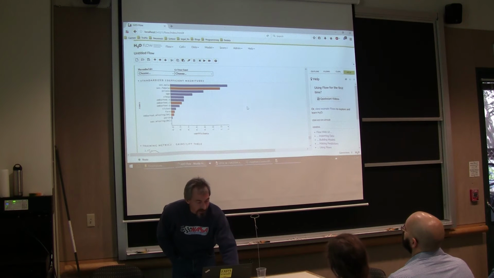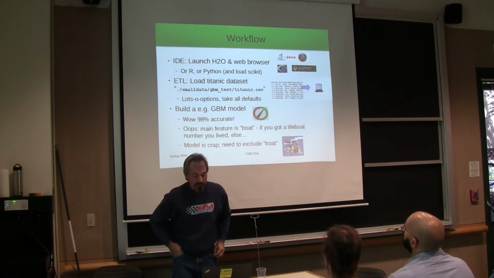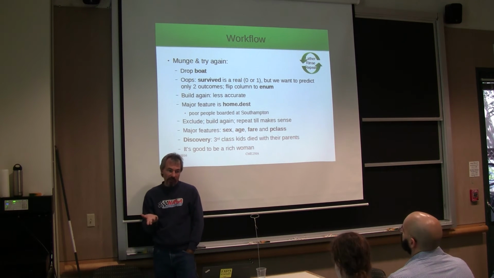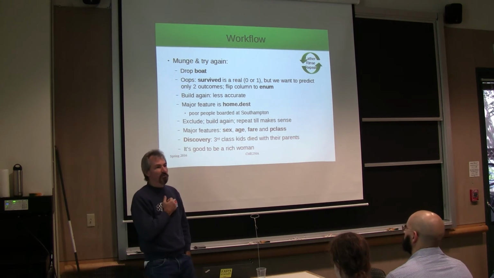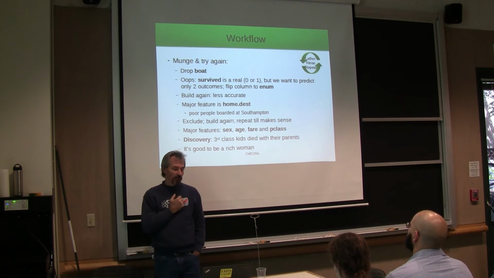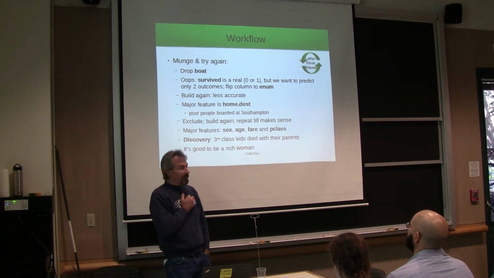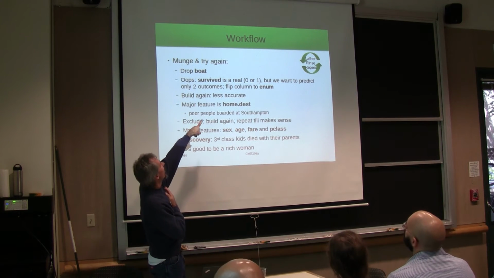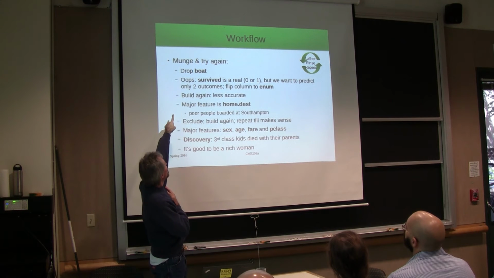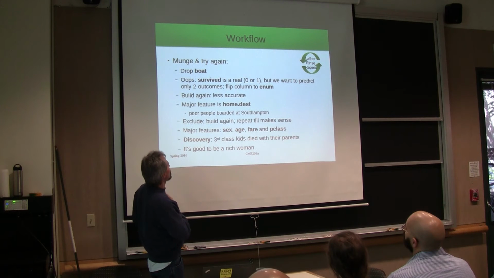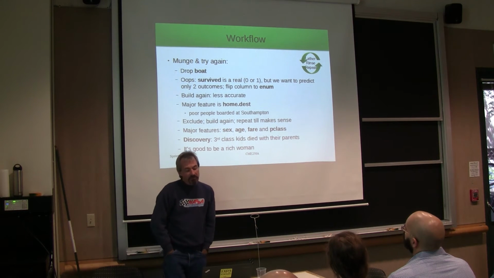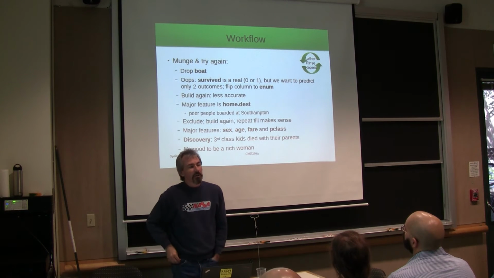So the answer there is it mattered a lot who you were. It mattered mostly whether you're male or female. And then it mattered whether or not you were rich or poor, as opposed to, you know, women and children first. So my workflow was drop boat, oh, I survived, I had it wrong, I made it a classification. I build again, I got a less accurate model, I dropped some columns again and again and again until I got something that made sense. And out of there comes a story in the data. And the notion that there's a story in the data is the key one.